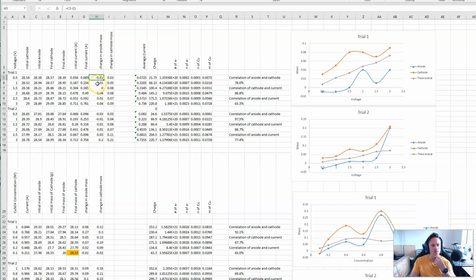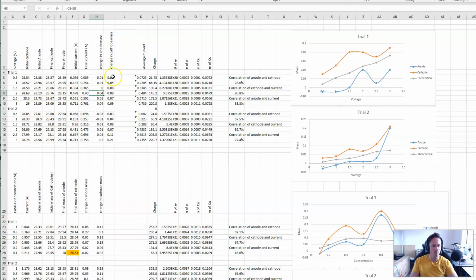Now, I've done this subtraction in the way that a reduction in mass leads to a positive result. That's because on this graph over here, I want the change in mass of the anode to be a positive result, okay? So it's going to decrease in mass, but I've inversed the way that the subtraction happens, so it's seen as a positive result. So basically, this number here, 0.04, means that 0.04 grams of mass was lost from the anode, and that's reflected by a 0.04 positive number here. So that's symbolizing a decrease.